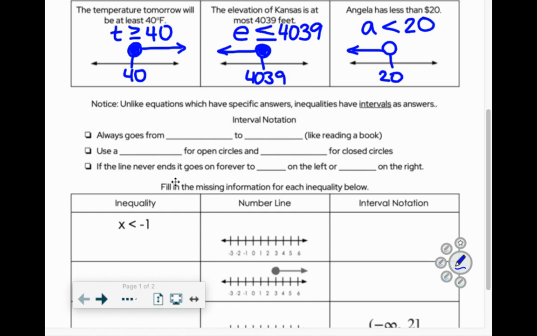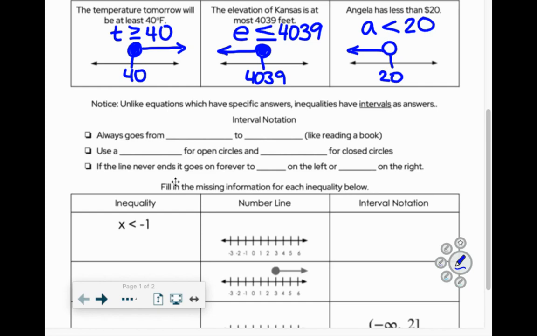Inequalities don't have specific answers. They have intervals. When you solve an equation, you get answers like x equals 2, x equals negative 2. Sometimes x equals 2 and negative 2. But for these, like this first one, the temperature could be 41, 42, 43, 44, 45, 46, 47, 48, 49, 50. That's only the first 10. It keeps going on forever. So we have a whole interval of answers. And that's how we're going to write our answers instead of x equals 2 and negative 2.